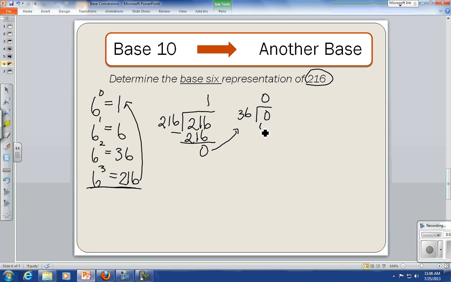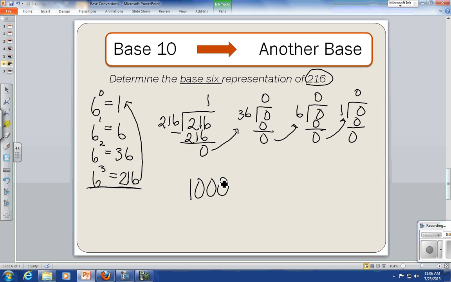36 goes into 0 0 times, leaves me 0. Then I need to divide by 6. 6 goes into 0 0 times, leaves me 0. Then I've got to work my way all the way down until I get to 1. Okay, so my answer again is the numbers on top. So 1, 0, 0, 0, base 6.